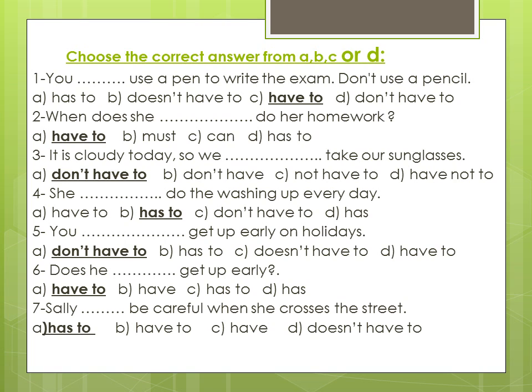Number 6. Does he have to, not has to. Why? Because we started the question with does. Does he have to get up early? 7. Sally has to be careful when she crosses the street. Because Sally equals she. Sally here is singular, equals she. Sally has to.